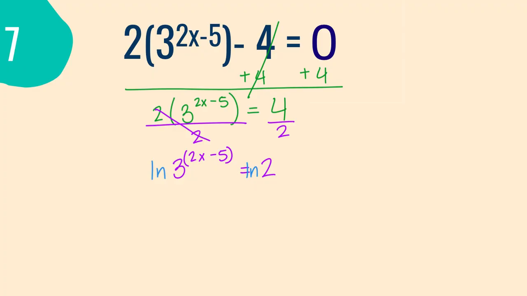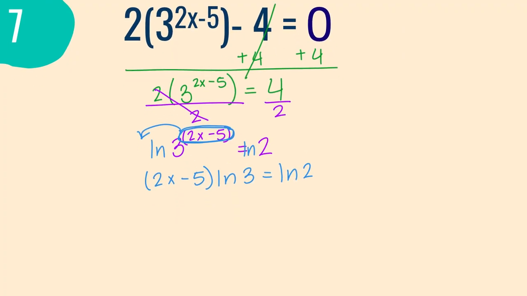What I do to one side, I also have to do to the other. Then knowing my properties, I'm going to take that power, my exponent, and move it to the front, keeping it in parentheses. So what is it going to look like? 2x minus 5 in parentheses times ln of 3 equals ln of 2. Same thing we've been doing before.